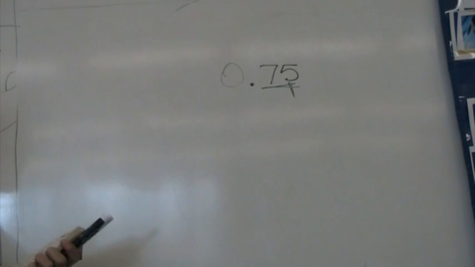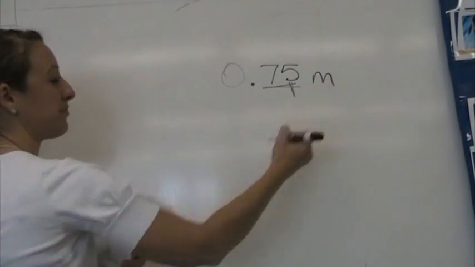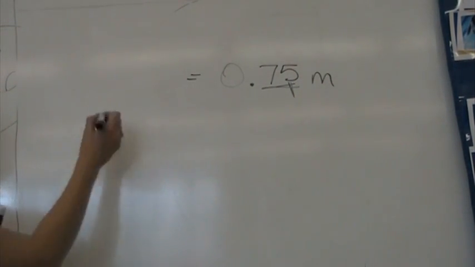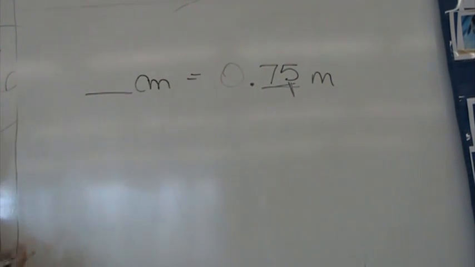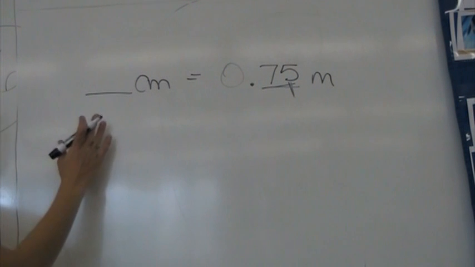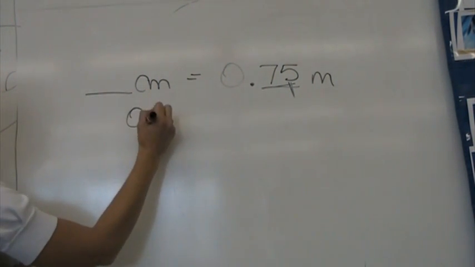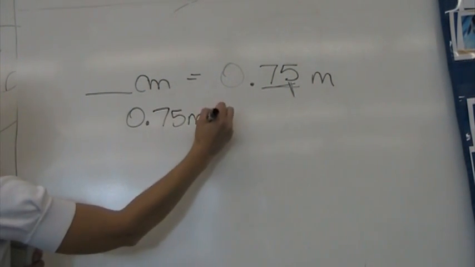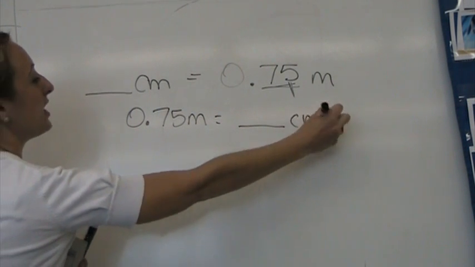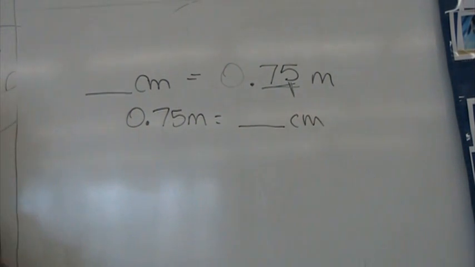Now, that is in meters. The question wants to know how many centimeters would that be? Now I have written it this way, but really we started out with meters first. So you're going from meters to centimeters. Now I know that meters are part of the metric system.